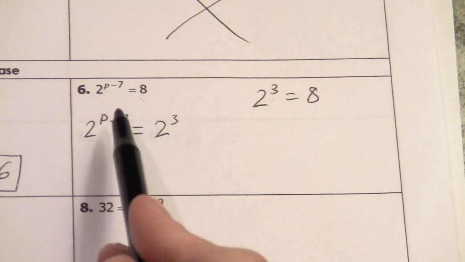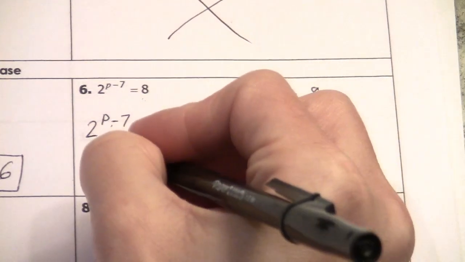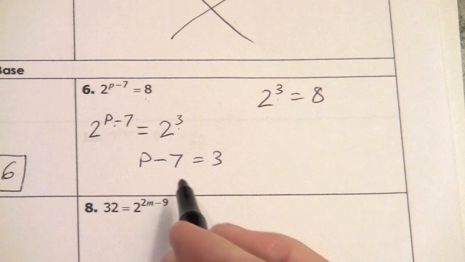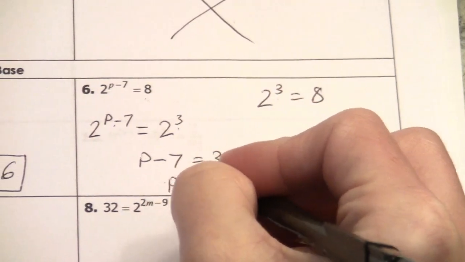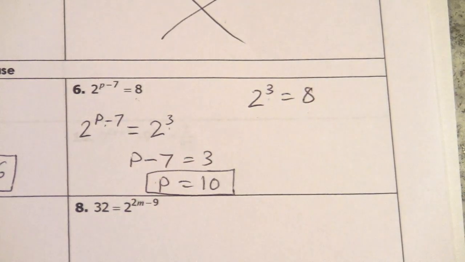Same base, p minus 7 has to be the same as 3, set those equal. p minus 7 equals 3. Add 7 to both sides, p equals 10. There you go.